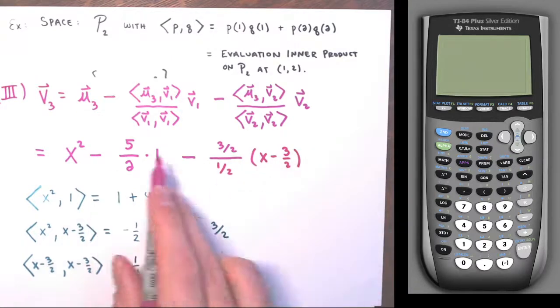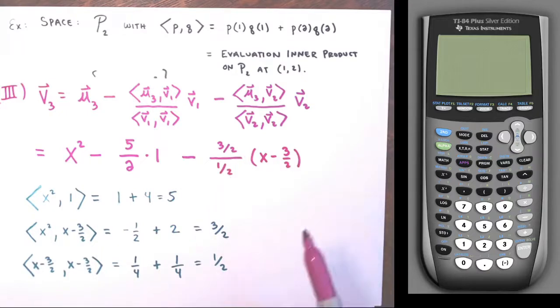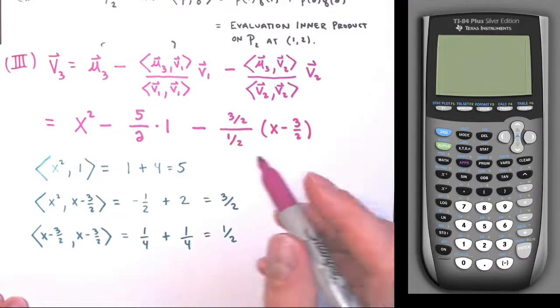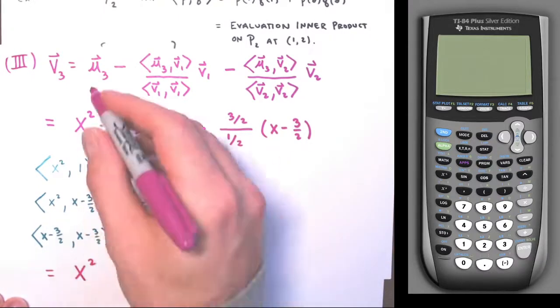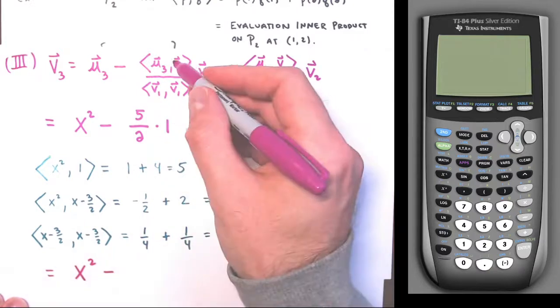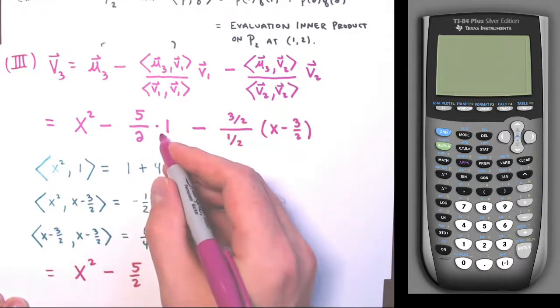And then we simplify this. Now 3 halves divided by 1/2 is just 3. Right? So I have x squared, that was u3, minus the projection of u3 onto v1, which was just simply 5 halves, 5 halves times 1.